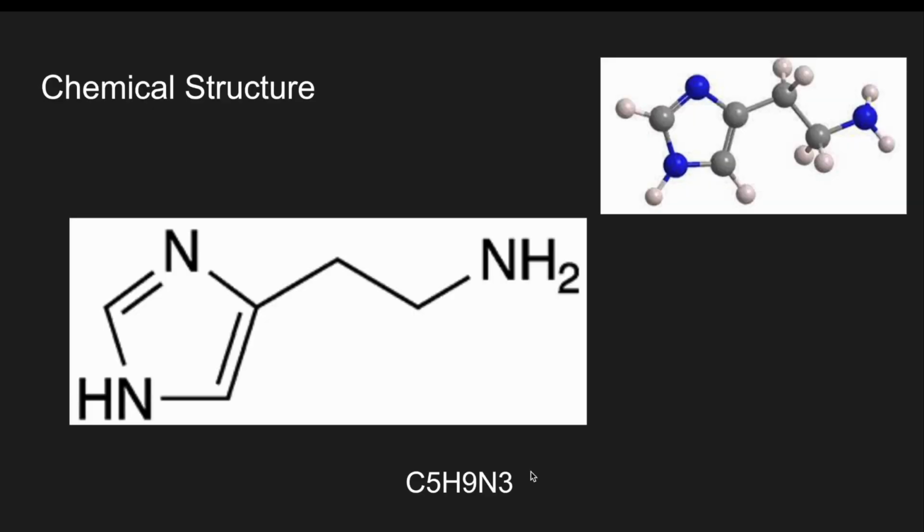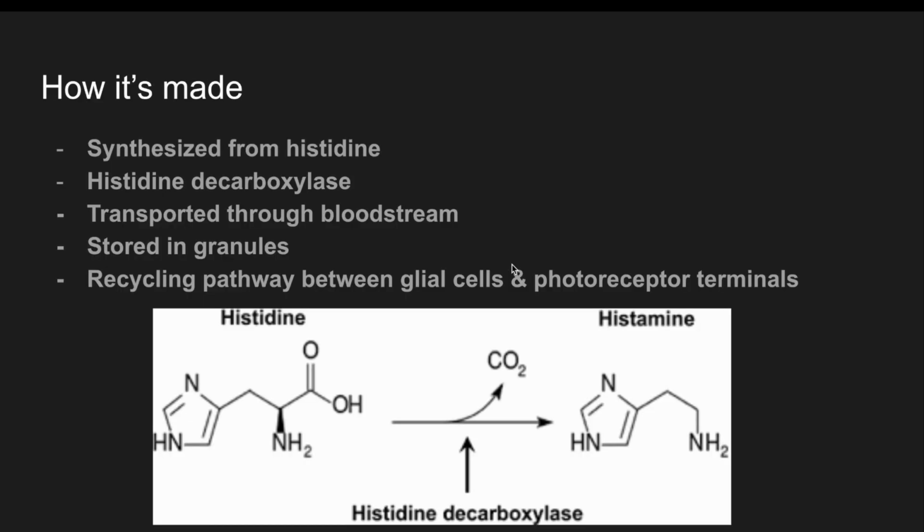Histamine has a bicyclic structure composed of two rings, an imidazole ring and an ethylamine side chain. The imidazole ring contains two nitrogen atoms and three carbon atoms, while the ethylamine side chain consists of two carbon atoms and an amino group, NH2, which is this group right here.